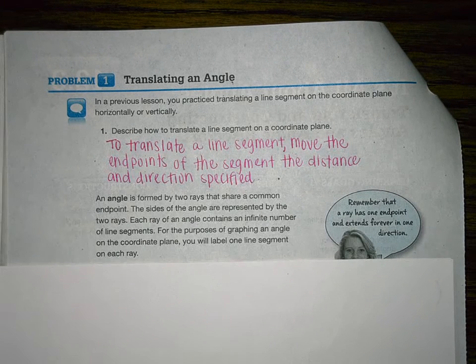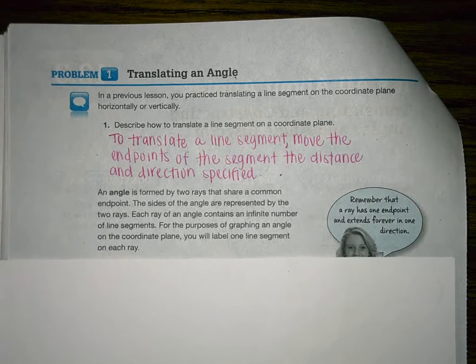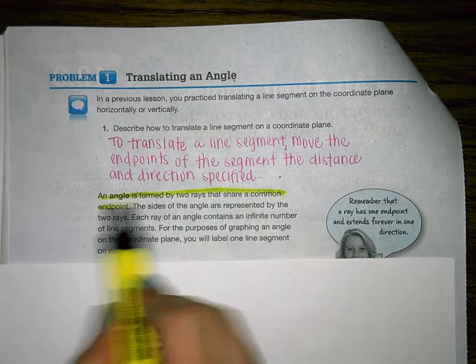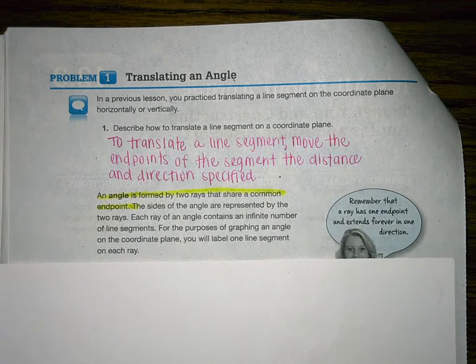So let's look at a definition. Get your highlighters out. And we're going to be looking at the definition of an angle. An angle is formed by 2 rays that share a common endpoint. That's the definition. Let's read what the rest of it says.